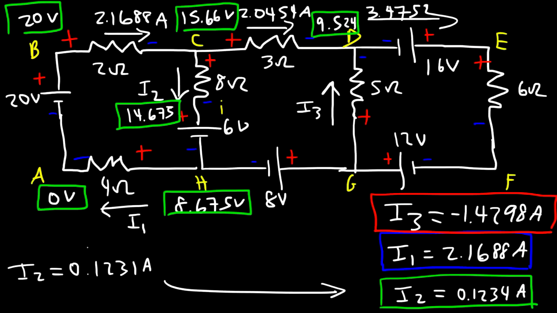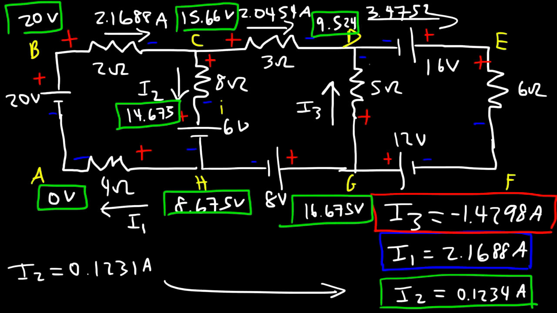Now, let's go to H. Starting from there, let's go to G. So that's a voltage increase of 8 volts. So 8.675 plus 8, that's going to give us 16.675 for the electric potential at G.